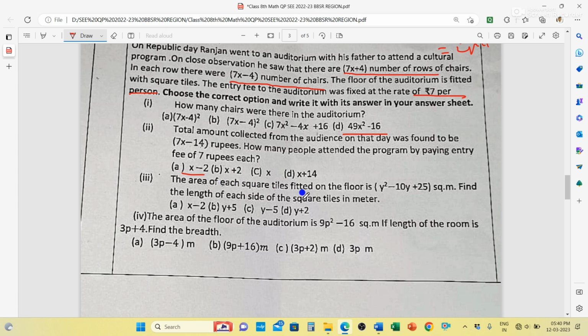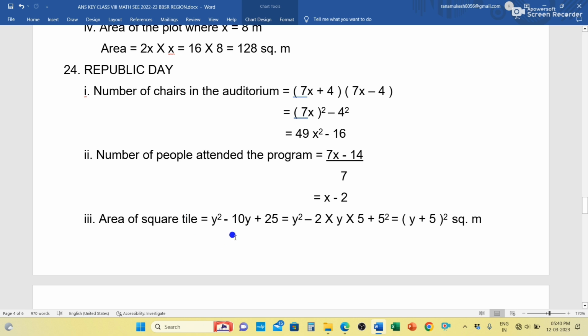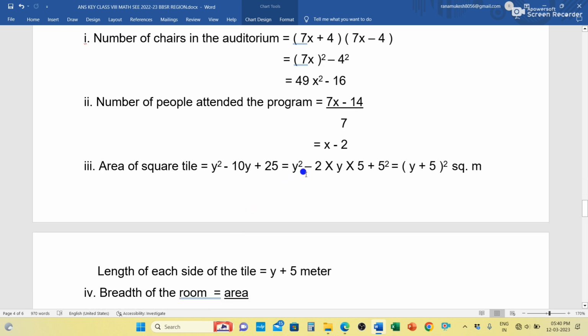The area of each square tile fitted on the floor is y square minus 10y plus 25 square meter. Find the length of each side of the square tiles in meter. You know, area of square tile equals y square minus 10y plus 25. That means y square minus 2 into y into 5 plus 5 square. You have to make the expression in the form of a square minus 2ab plus b square.